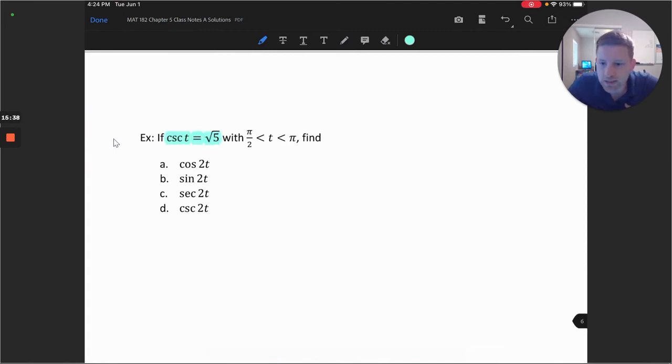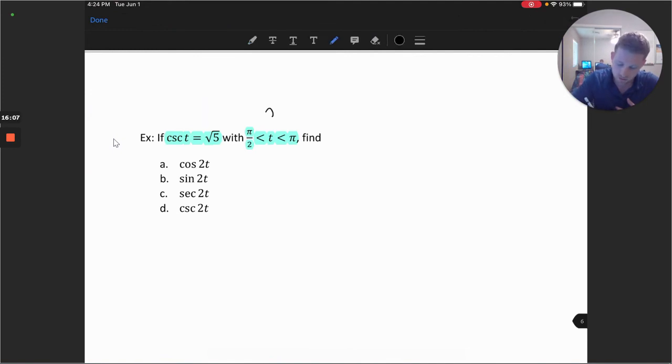So we are given that cosecant of t is equal to the root of 5, with t being trapped between pi over 2 and pi. We want to find each of these double angles. So again, consider what quadrant we are in from pi over 2 to pi. Well, that is the second quadrant. So this is, in other words, Q2.